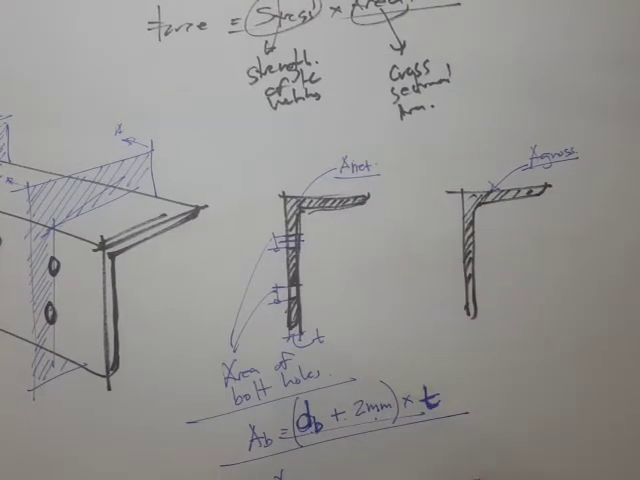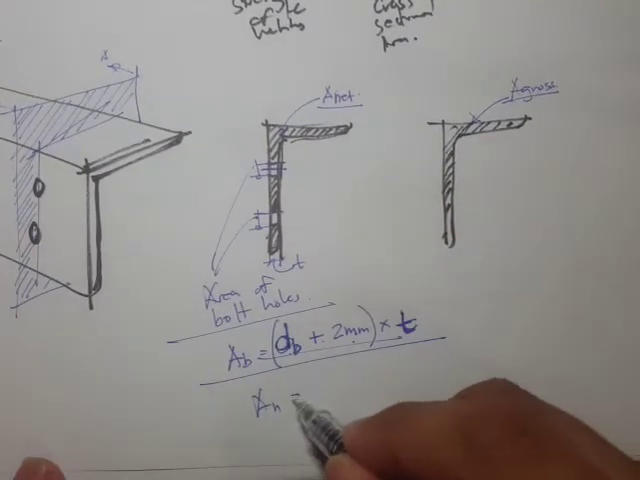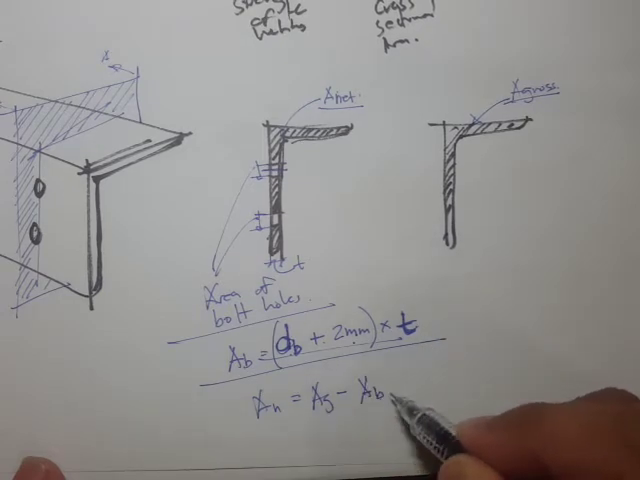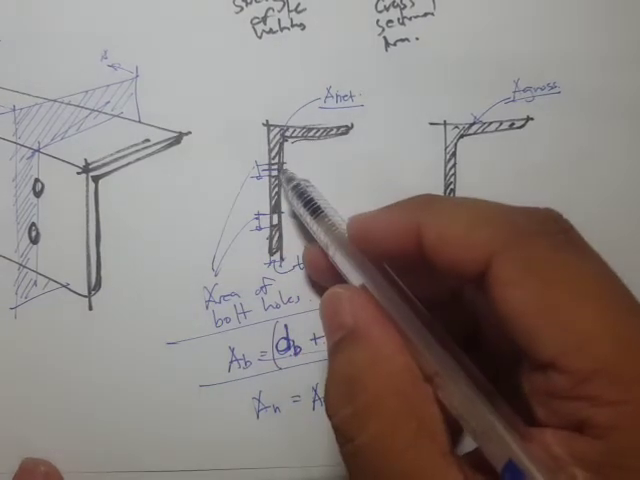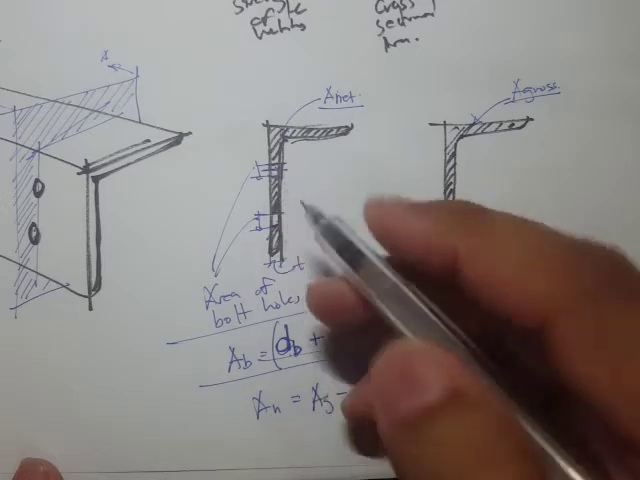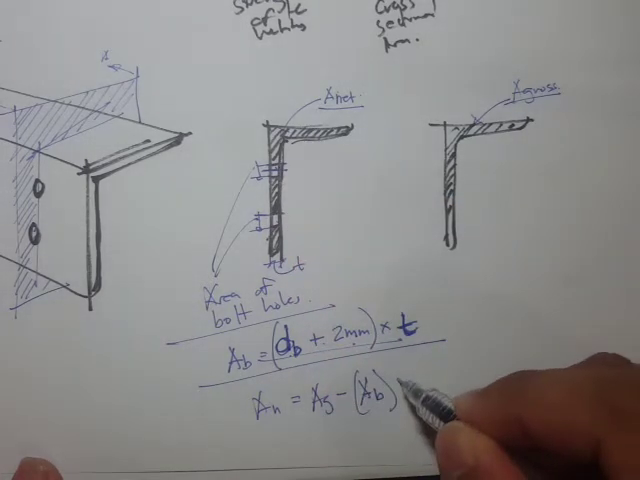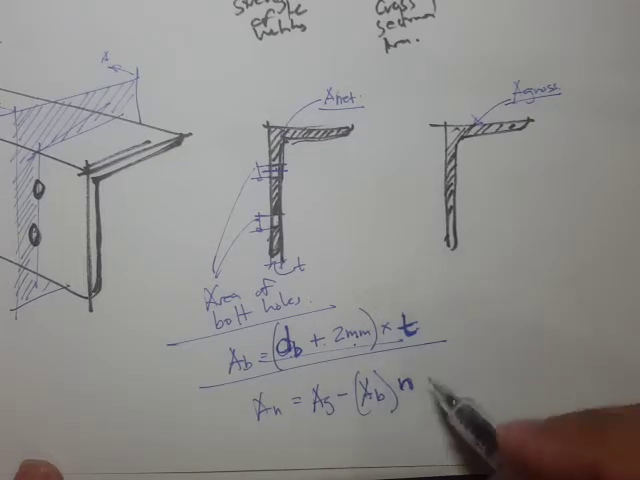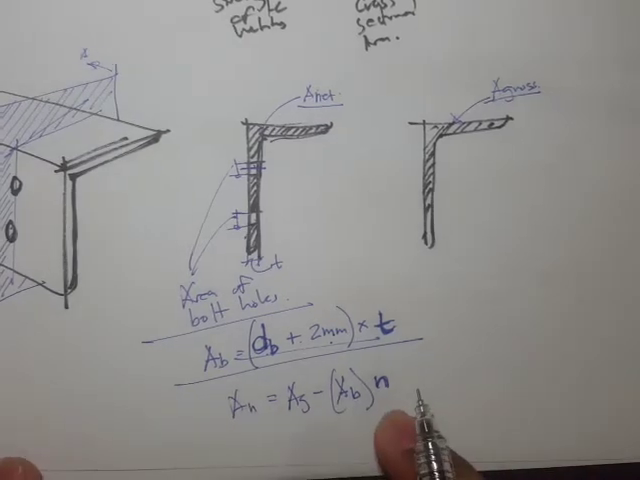Meaning that A net is simply AG minus the area provided by the bolts. So if there are 2 bolts in this section, then you can just multiply it by the number of bolt holes present.